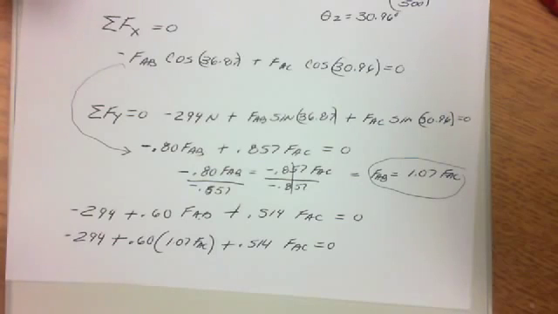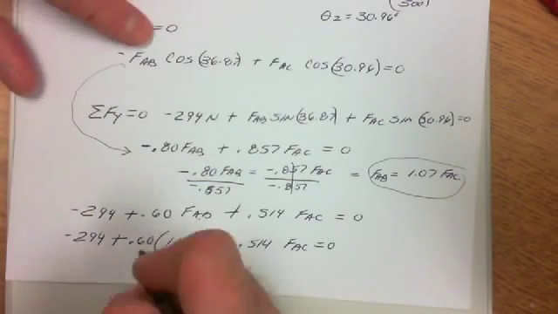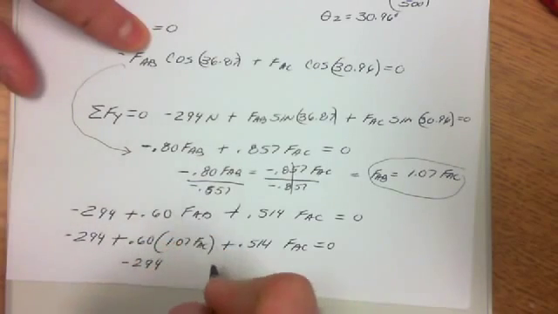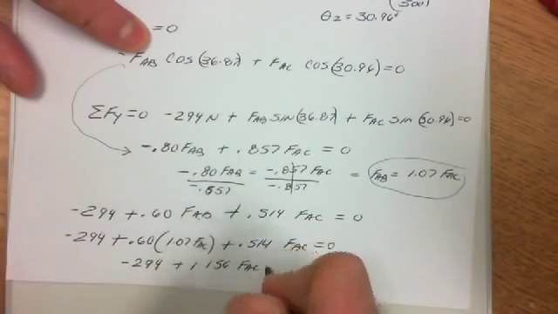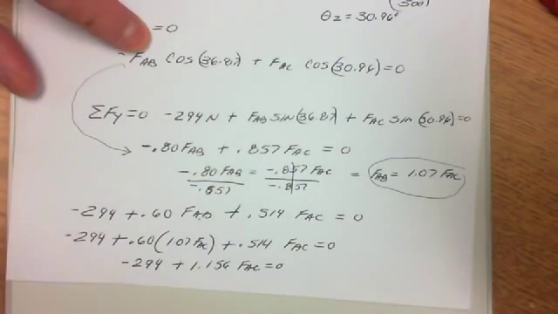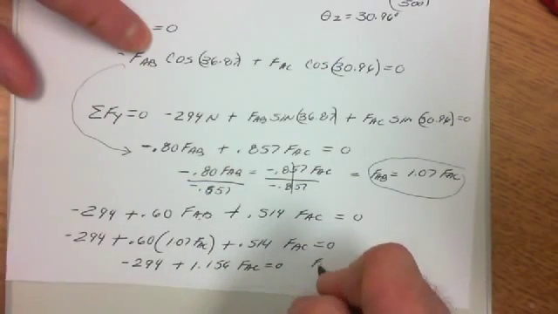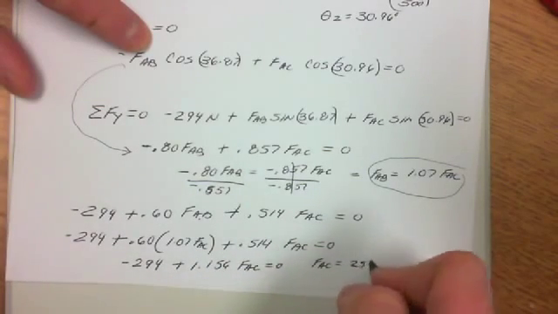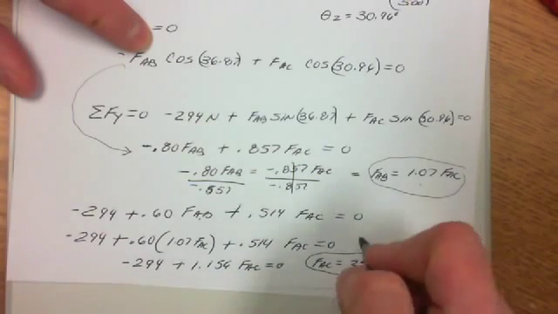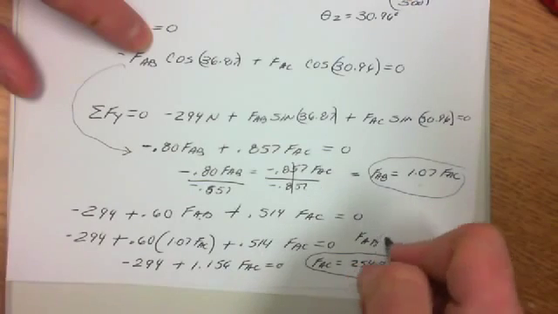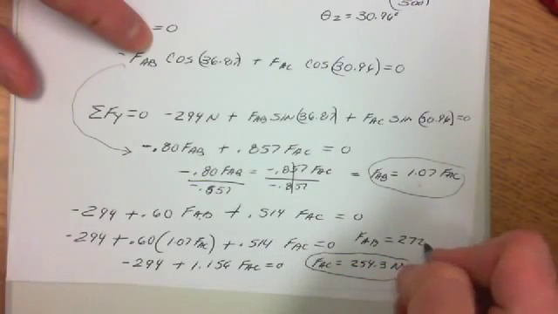So we'll go ahead and simplify that. When we add all this together, you're going to get minus 294 plus 1.156 FAC is equal to 0. And if you go ahead and solve that, you're going to find out very quickly that FAC is equal to 254.3 newtons. So we were able to solve FAC. All I have to do now is jump back up to this equation, and I know FAB is equal to 1.07 FAC. If I do that multiplication, I will find out that FAB is equal to 272.1 newtons.